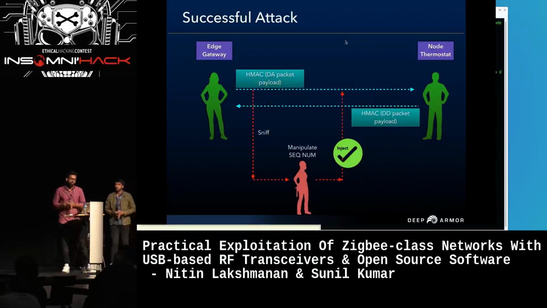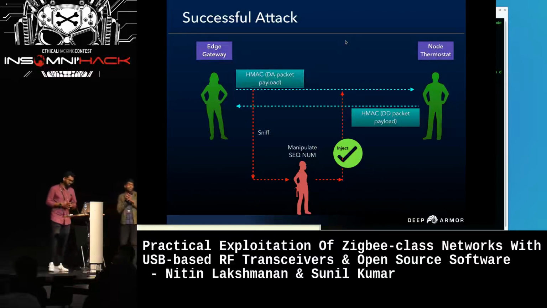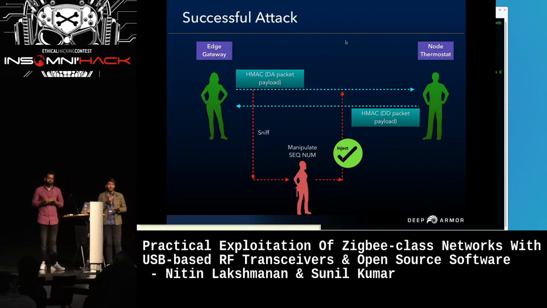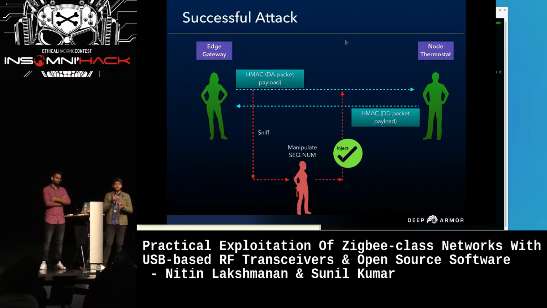But there is a scenario where an attacker can still inject packets and successfully modify the temperature of the thermostat. As an attacker, I will think that as the integrity of the payload is protected, I will be changing the sequence number of the packet. The node thermostat will not accept the same sequence number again.